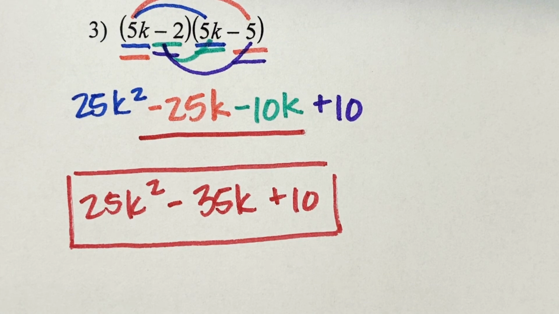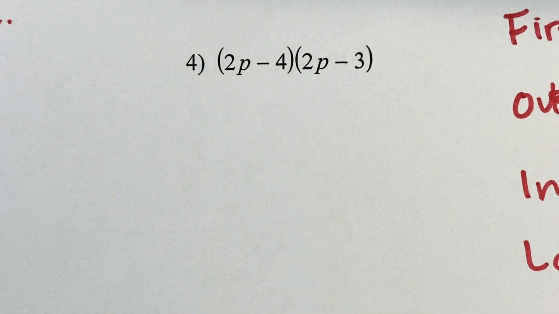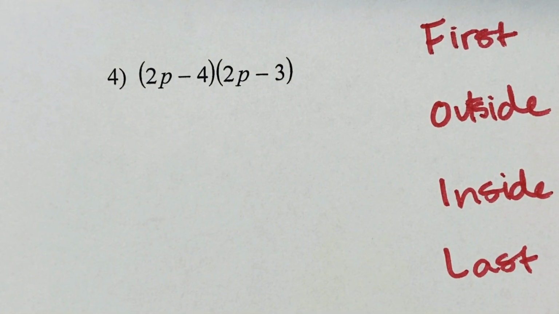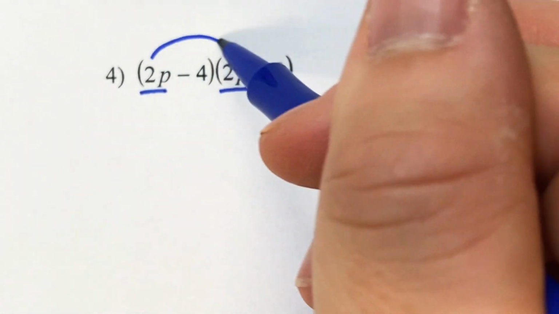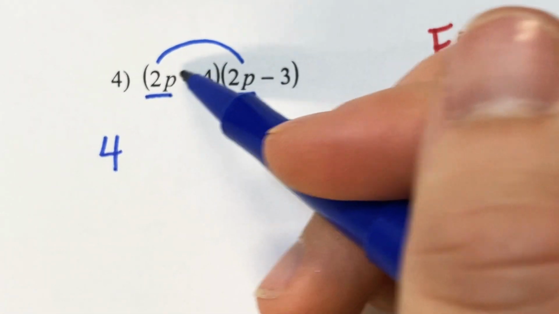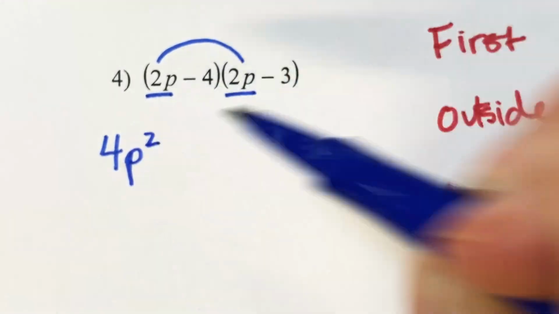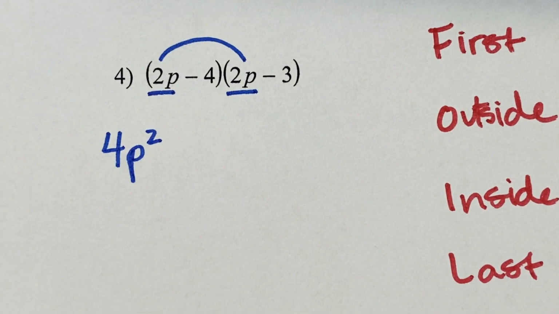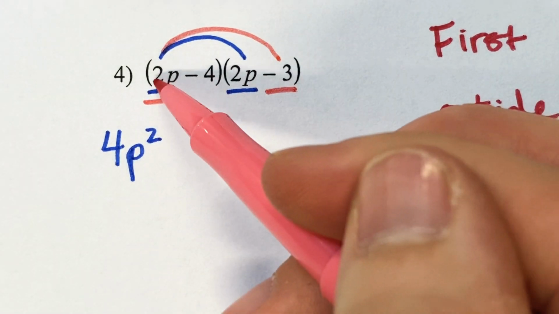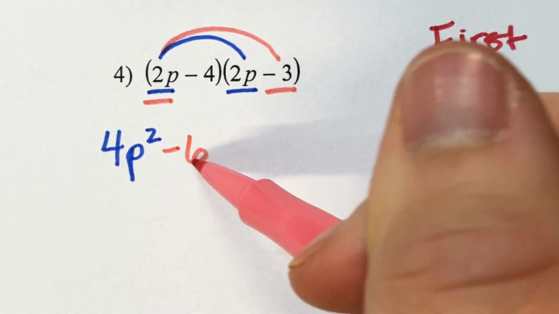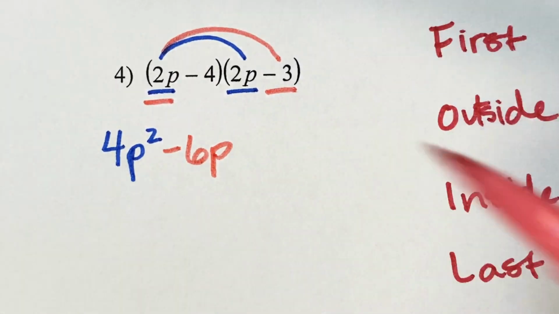Alrighty. Okay, let's practice it again on number 4. Okay, so for number 4, let's follow the same pattern. So F in FOIL stands for first, so we have 2P times 2P. Okay, so 2 times 2 is going to give me 4. P times P, or there were 2 P's being multiplied, so P squared. Okay, now we have our O, which stands for outside, so 2P times -3. 2 times -3 is going to give me -6, and there was the 1P being multiplied.